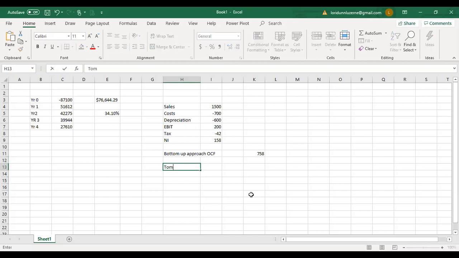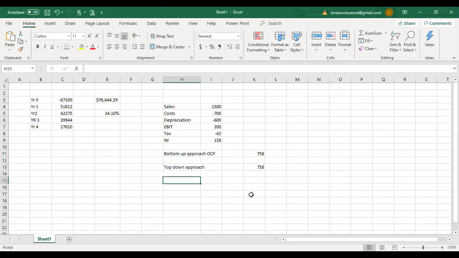Well, then there's the top-down approach. And that says, take, and this is on page 330, take your sales, it's right there, minus your costs, minus your tax. You get the same result. You're just finding it whatever you feel most comfortable with.